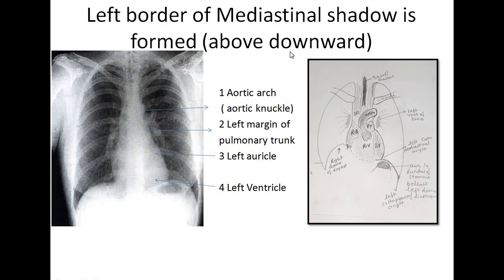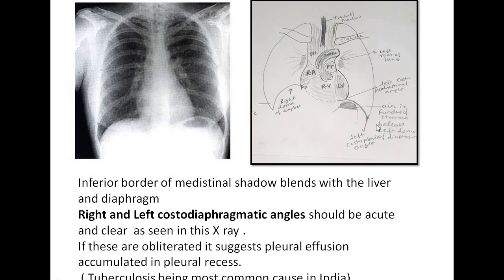The left border of the mediastinum is formed by the aortic arch. You can see this aortic knuckle which is formed by the arch of the aorta. Then below there is the left margin of the pulmonary trunk. Here you can see this bulge is produced by the pulmonary trunk. Then there is the left auricle in this region and below there is the left ventricle. So this border is formed by these four structures from above downward. Now the inferior border of the mediastinal shadow blends with the liver and diaphragm.